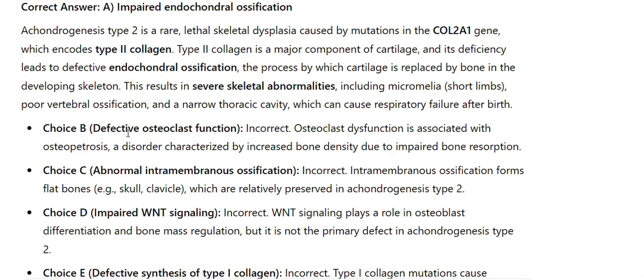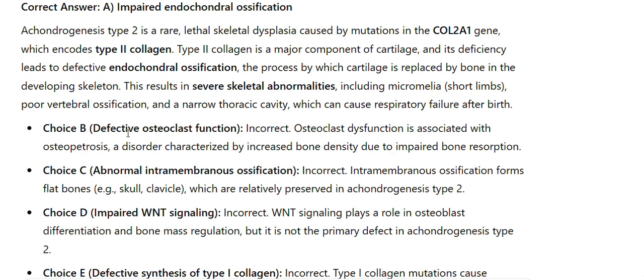This results in severe skeletal abnormalities, including micromelia, short limbs, poor vertebral ossification, and a narrow thoracic cavity, which can cause respiratory failure after birth. Choice B, defective osteoclast function. Incorrect. Osteoclast dysfunction is associated with osteopetrosis, a disorder characterized by increased bone density due to impaired bone resorption.